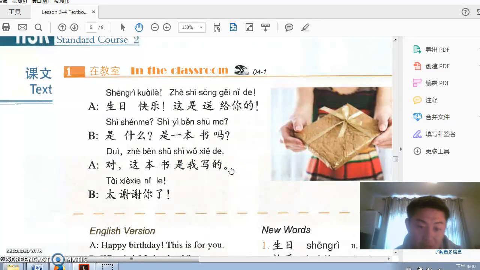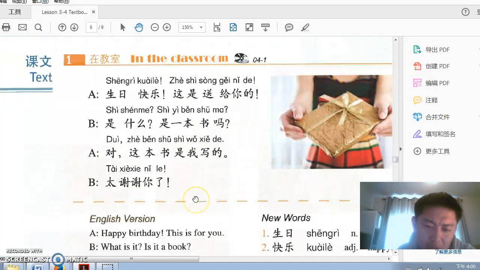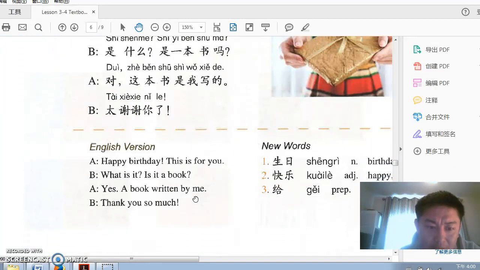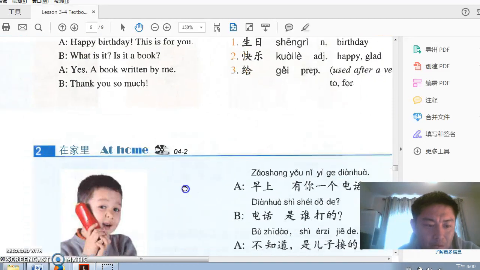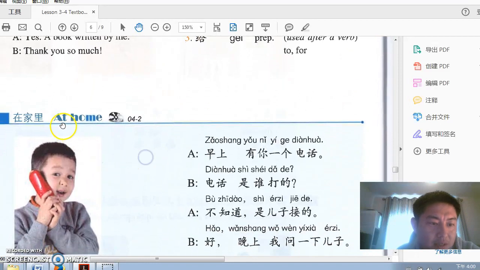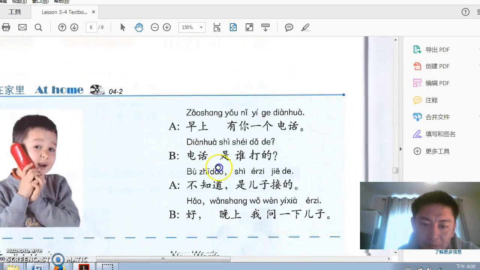Like something is omitted there. So what kind of book is this? It is a book that I wrote. Right? So it is a book that I wrote. And then B says, 太谢谢你了. To thank you. Thank you very much. Or thanks a million. Now, number 2 is 在家里, at home.